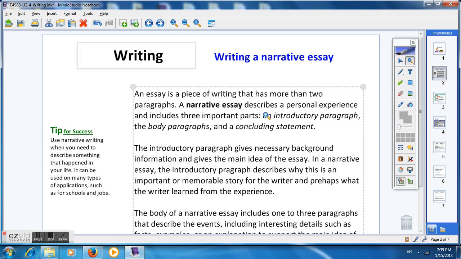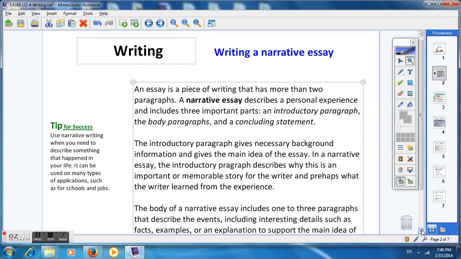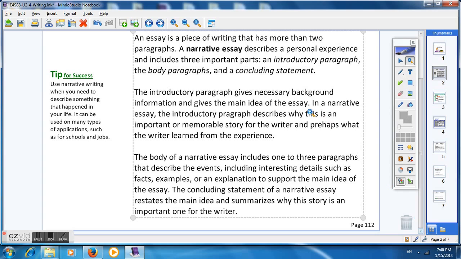A narrative essay describes a personal experience and includes three important parts: an introductory paragraph, the body paragraphs, and a concluding statement. The introductory paragraph gives necessary background information and gives the main idea of the essay. In a narrative essay, the introductory paragraph describes why this is an important or memorable story for the writer and perhaps what the writer learned from the experience.